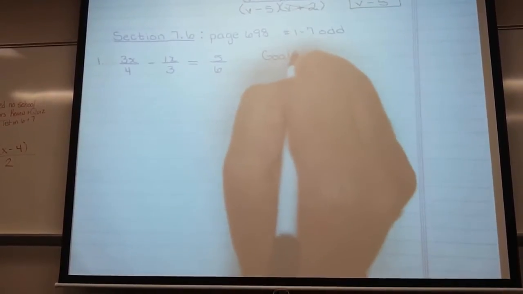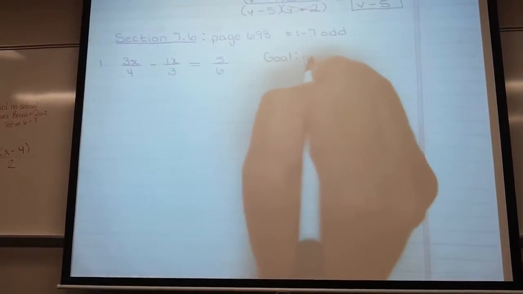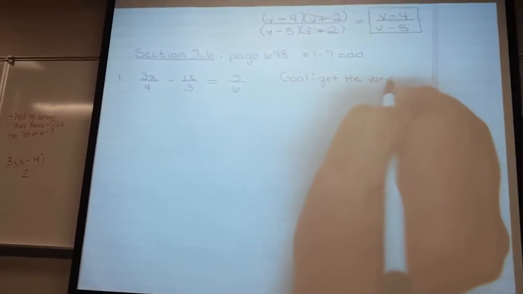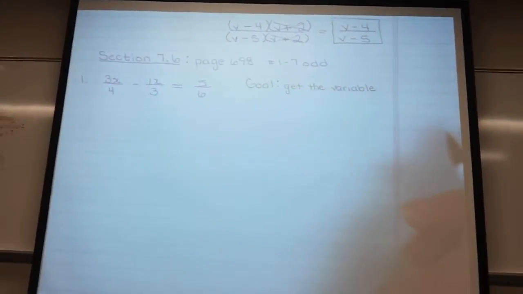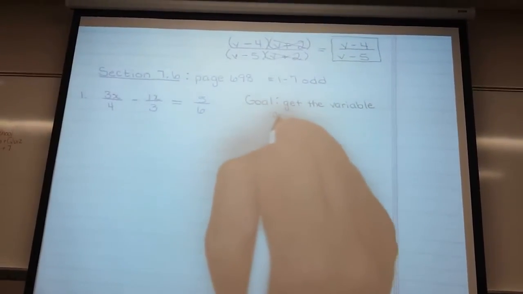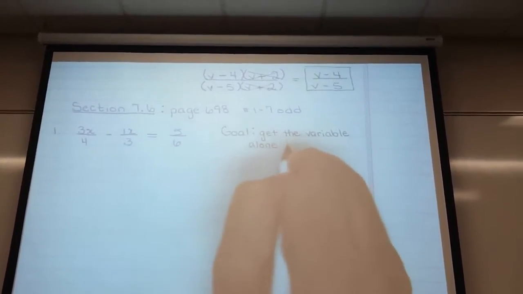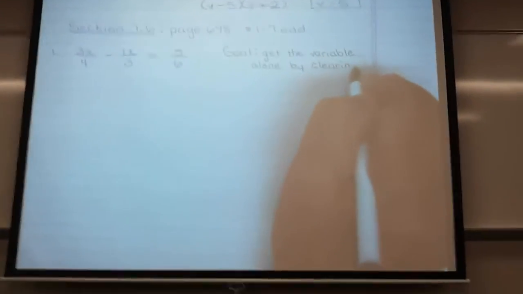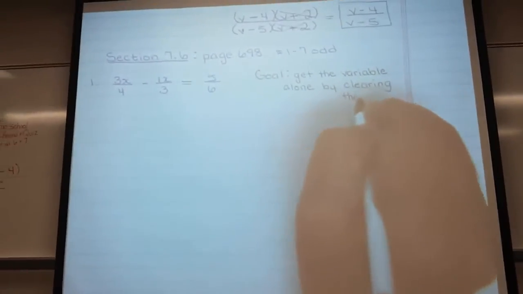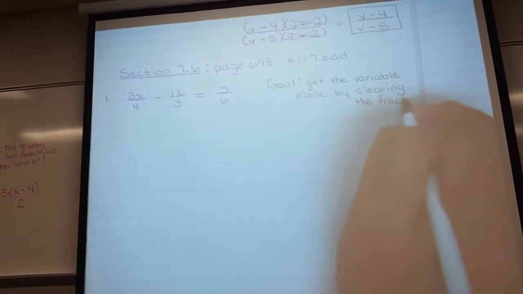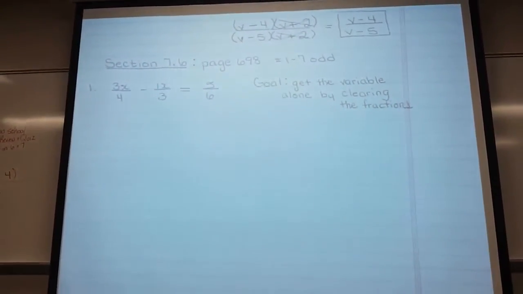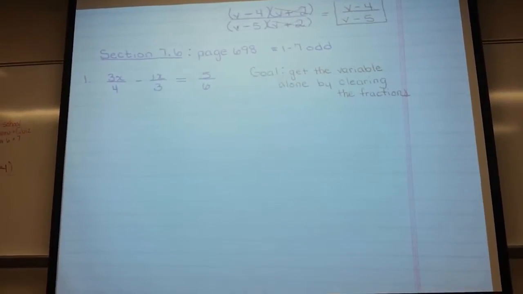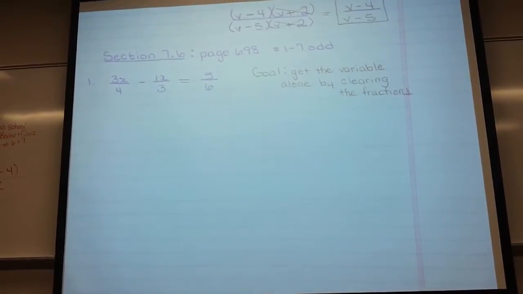Okay, the goal, just like in chapter 3, is to get the variable alone. Why are we always dealing with variables? It's algebra. Get the variable alone by clearing the fractions. I'm going to make the fractions go away for you. You don't have to worry about them. If you took Dev 1, I know the ones that have had me, we did these problems. But if you didn't take Dev 1, then it's a whole new world for you.